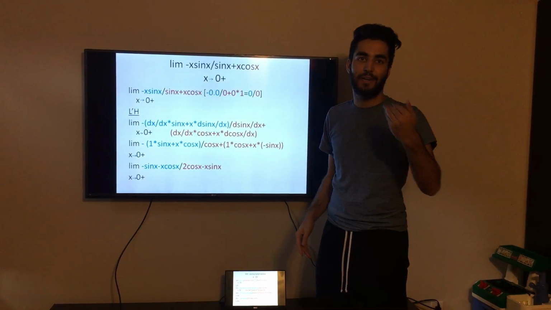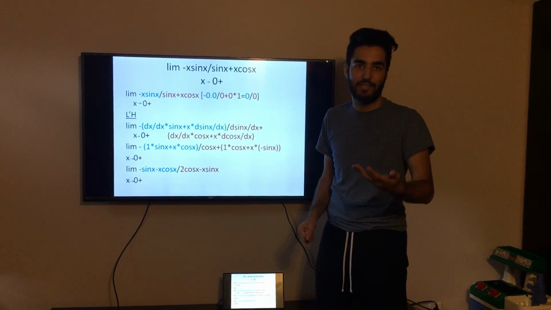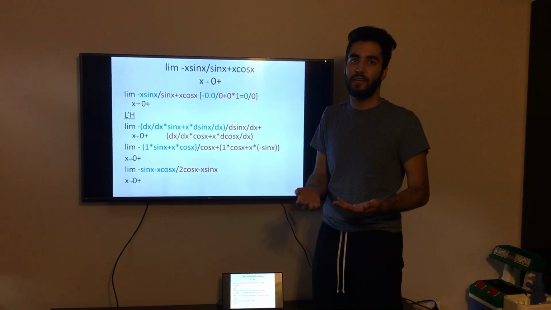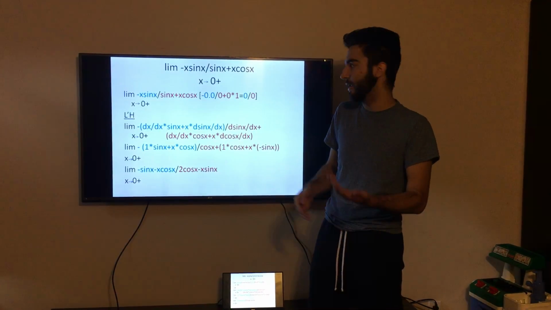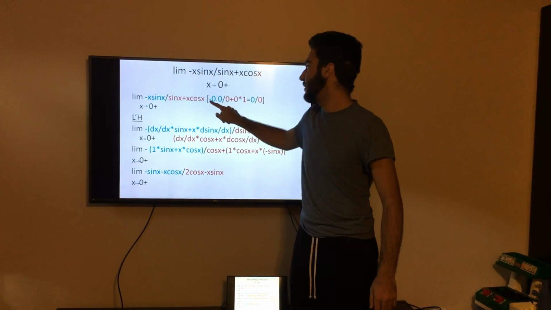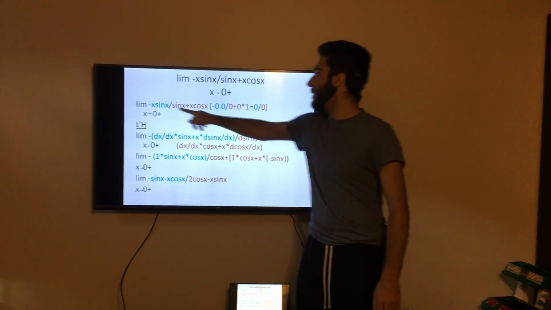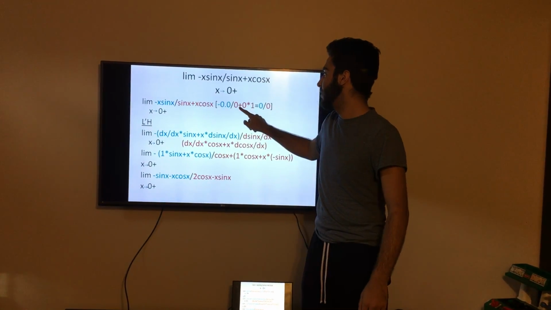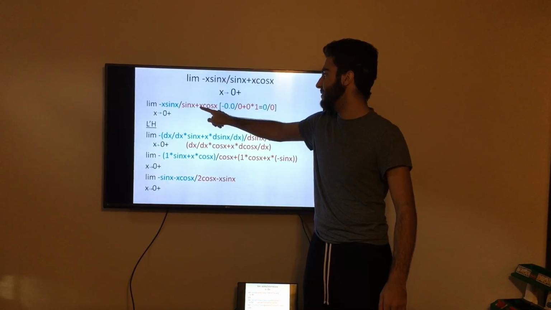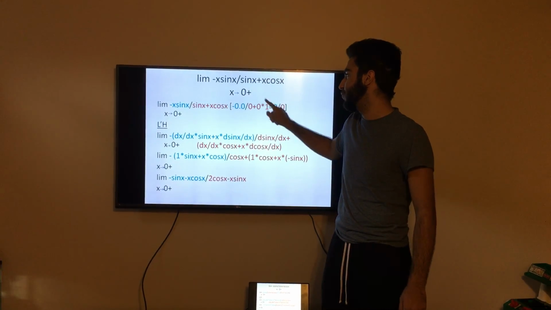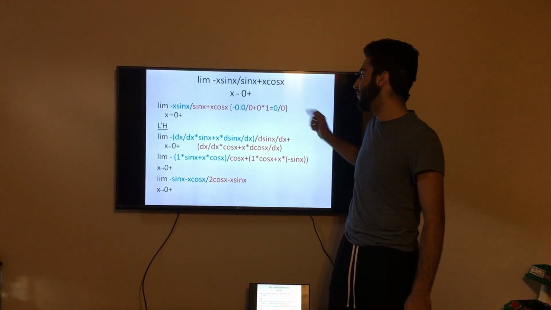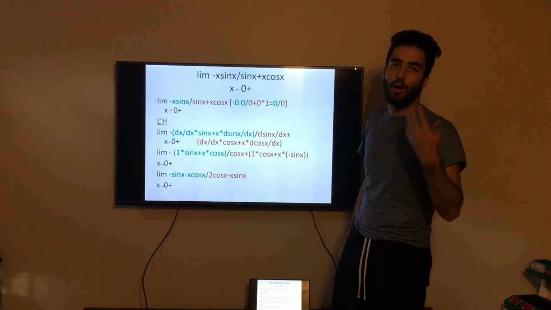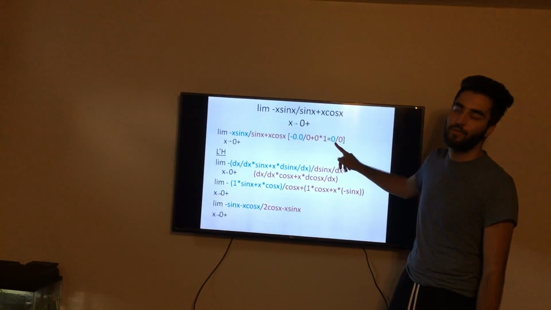So now we sub it in again to see what our answer is, and if it's still in the indeterminate form, we have to use L'Hopital rule again. When you sub it in, we get negative 0 times sine x, which is 0, divided by 0 plus x, which turns to 0 again, and cosine x is 1. So that equals 0 over 0 again. We're going to use L'Hopital rule again because it's still in the indeterminate form.